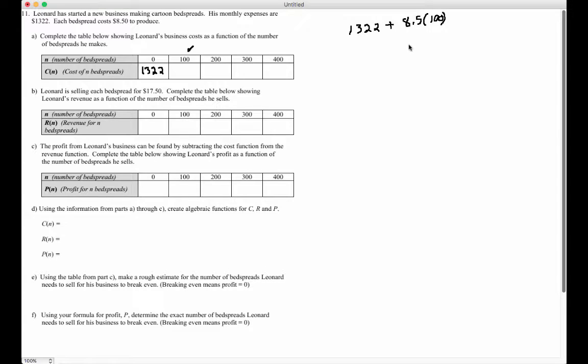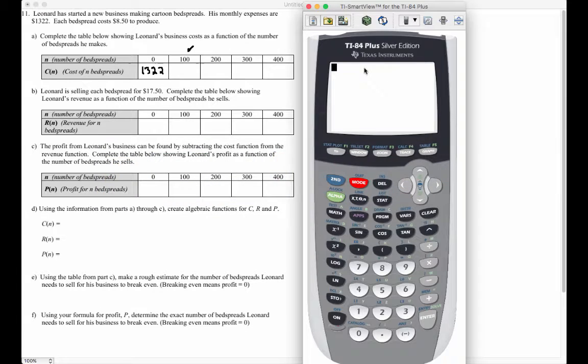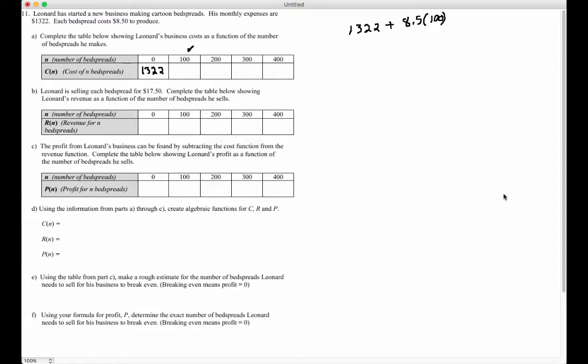So that's going to be $8.50 per bed sheet times 100 bed sheets. And so if we go ahead and run that through our calculator, we're going to get 1,322 plus 8.5 times 100, which gets you back 2,172. So that would be $2,172.